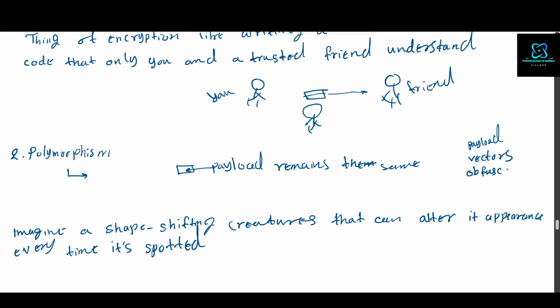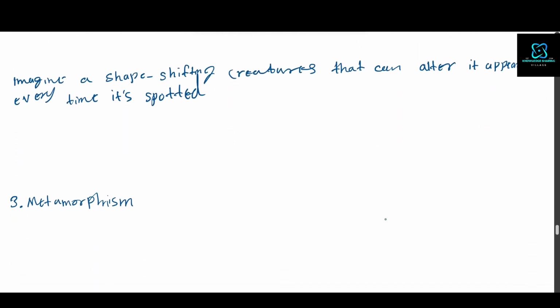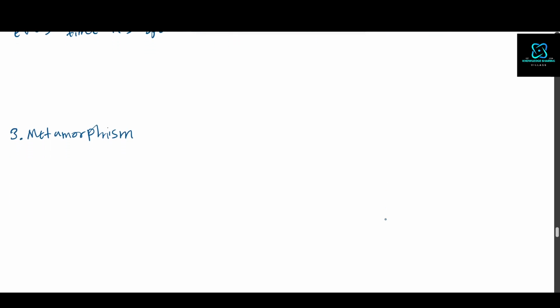Obfuscation is the main topic of this episode. It may change these two, but this one remains the same. So if a malware is using polymorphism, after each infection it may change these two components, but the payload remains the same. It is like shape-shifting creatures that can alter their appearance every time they're spotted. The third mechanism of obfuscation is metamorphism.